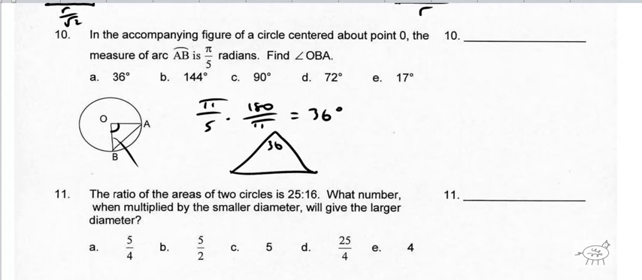So this is what you have. 36. And remember, this is an isosceles triangle. How do you know that? Well, all radii of the same circle are congruent. That means those are equal. So basically you have 180 minus 36, which is 144, left over, divided by 2, which is 72 degrees. Okay, which is D.